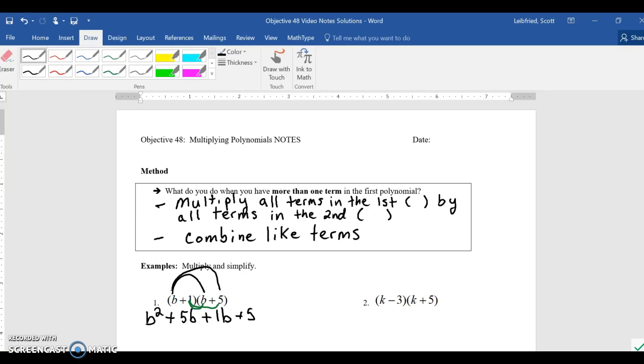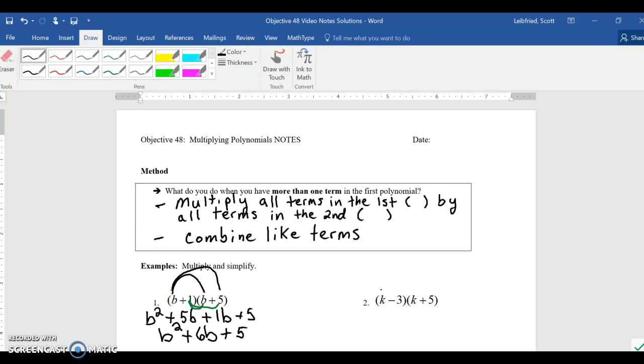So we're going to start rewriting this problem. B squared, because it's not like with anything else. Combine 5b and 1b. They're both positive, so we add them. 6b, and then plus 5. That's our final answer. Let's take a look at number 2. We have the quantity k minus 3, that's a binomial, times k plus 5, another binomial. So very similar to number 1.